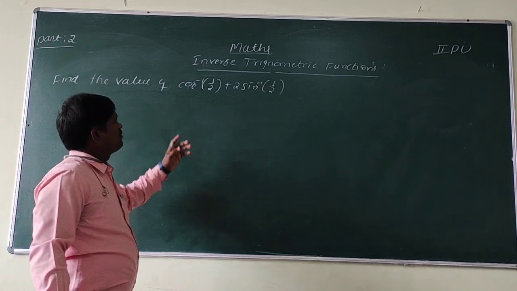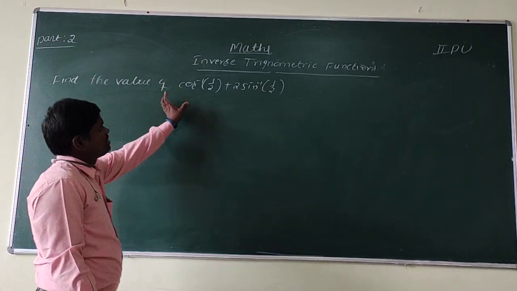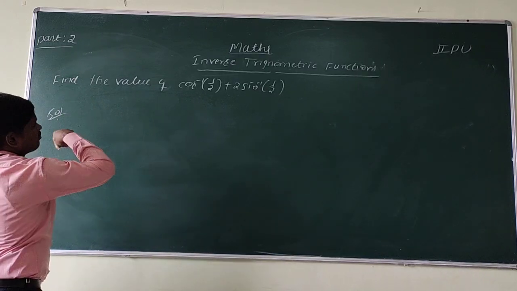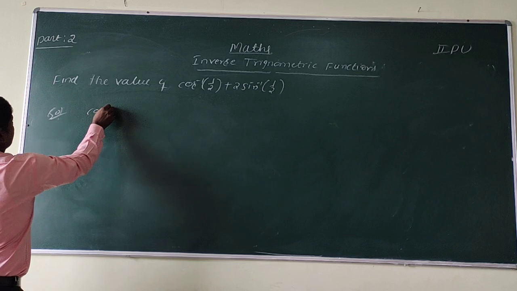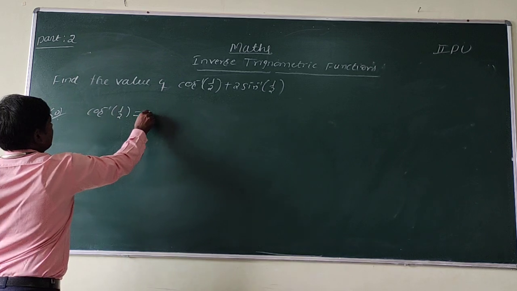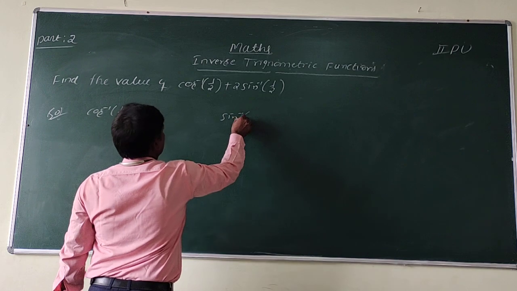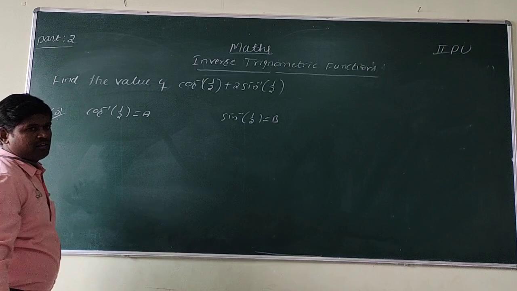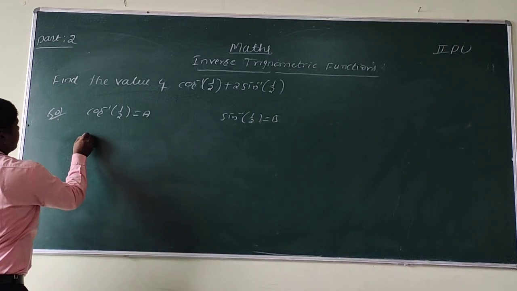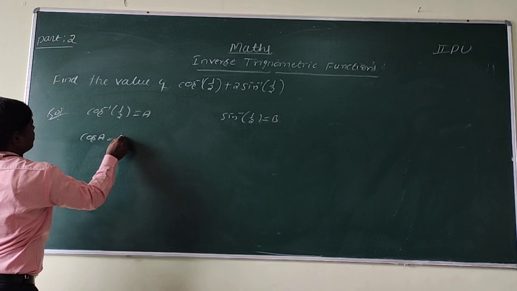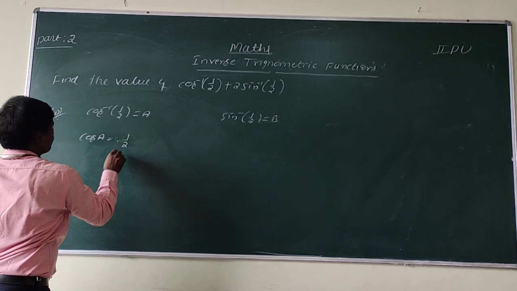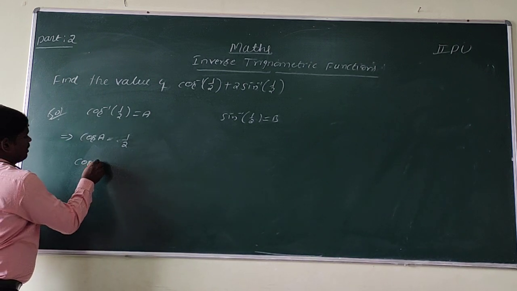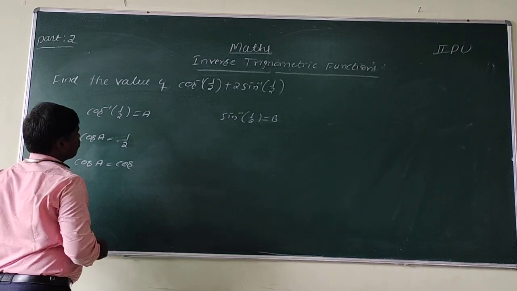So this is not in the standard form. So we individually find the value of each inverse trigonometric function. First one is the solution: cos inverse of 1 by 2 is taken as A, and sin inverse of 1 by 2 is taken as B. Its value is A plus B. We need to find A plus B. Then cos A is equal to 1 by 2. So cos A is equal to cos of 1 by 2.